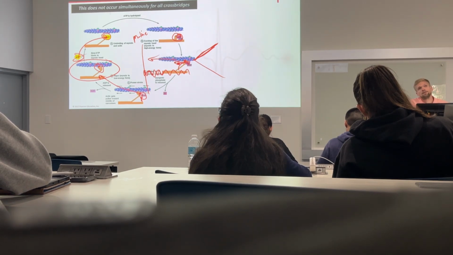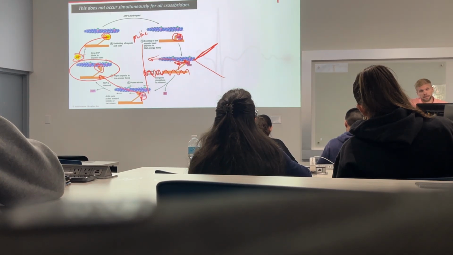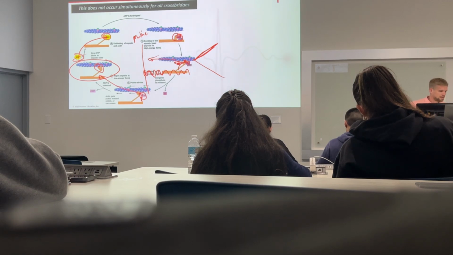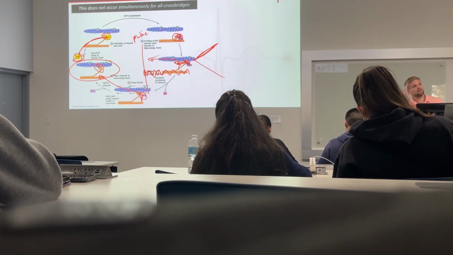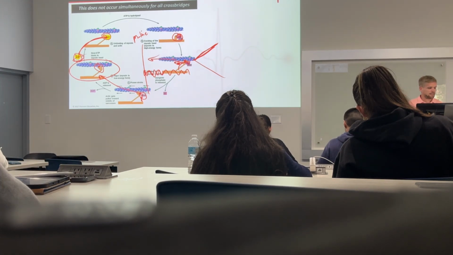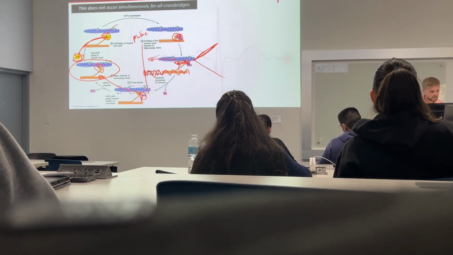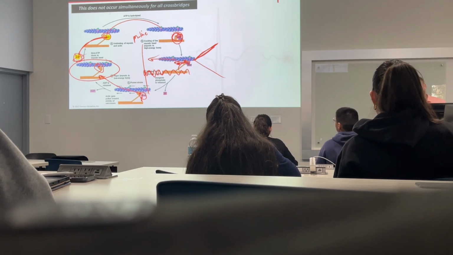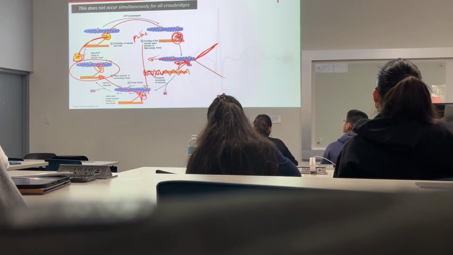If you want the myosin head to release from actin, then you need another molecule of ATP to come along and bind to the myosin head, and that will cause the myosin head to release from actin. As the myosin head releases from actin, it consumes the ATP. It hydrolyzes it, and the myosin head becomes phosphorylated.